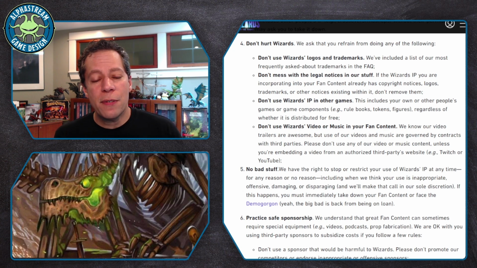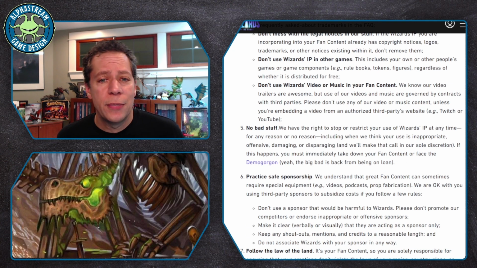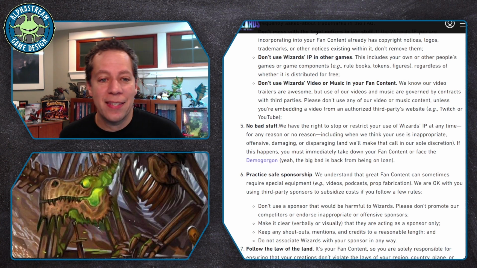So this is if you're using, like, say, a piece of artwork and it has a logo on it, like a cover of a book, and you're showing it in a thumbnail. Don't remove that piece to try to make it look like it's somehow yours, right? Don't remove their copyright, their logos, their trademarks from something that you're sharing. Don't use their IP in other games. Don't use their video or music in your fan content, which is very interesting, but that's often because those have contracts with third parties, as they state here.